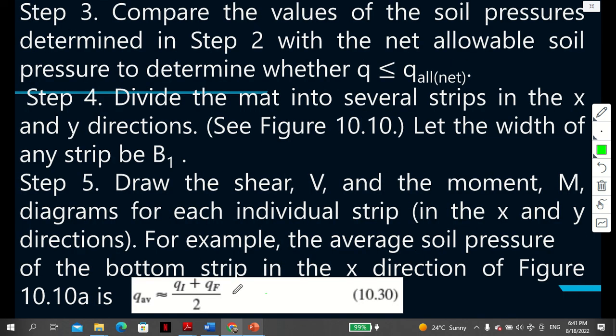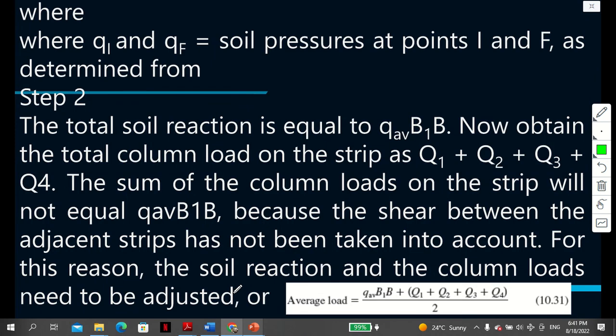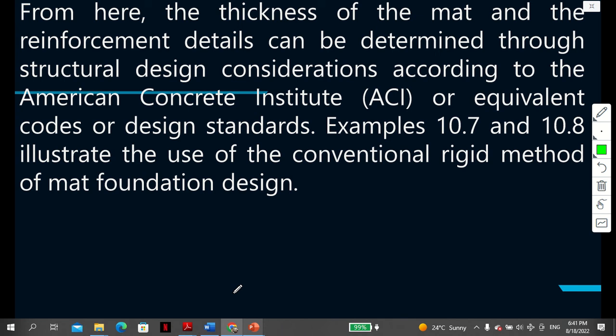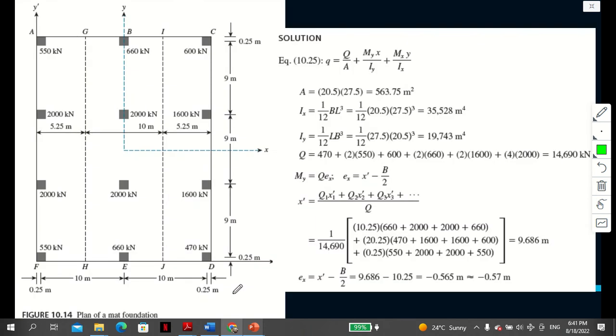Okay, you can read all those things for yourself, and then you can draw the bending moment and shear diagram. Too many stories there. Let's go to an example, a real example here for you to see.